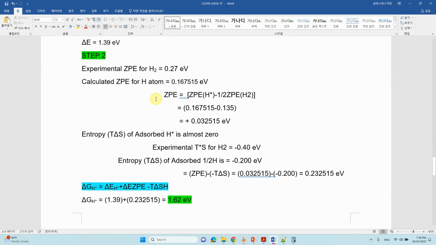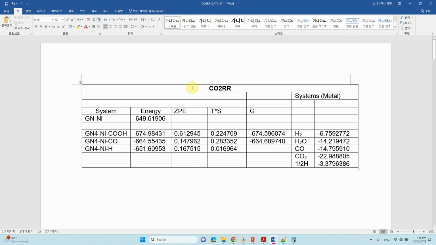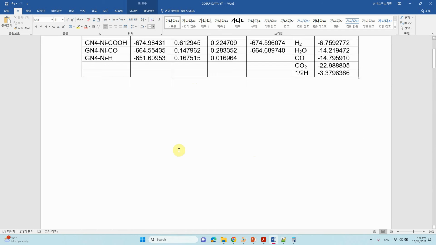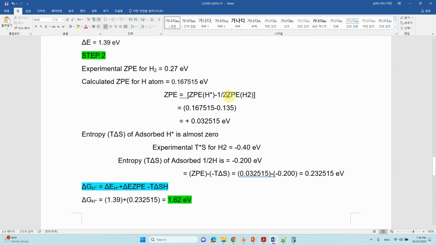Then the calculated zero point energy of the H atom is 0.167515. You have to take it from your vibrational frequency calculation. So this is the zero point energy of that hydrogen absorbed system. Then you need to subtract half of the zero point energy of H2. Just subtract these two and you will get the zero point energy of the absorbed system.